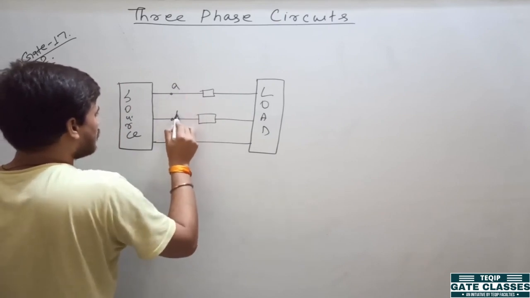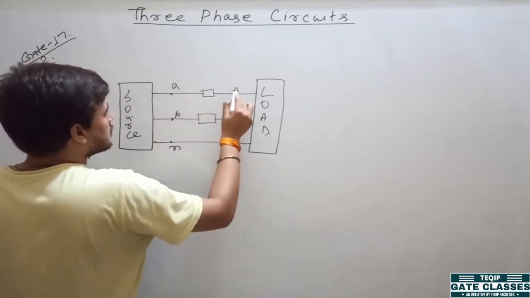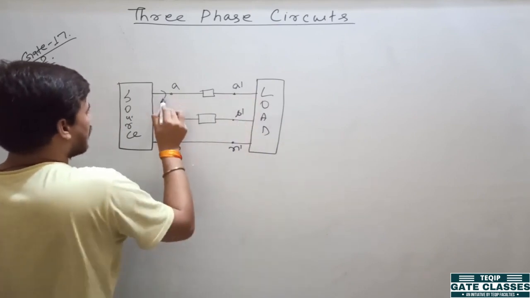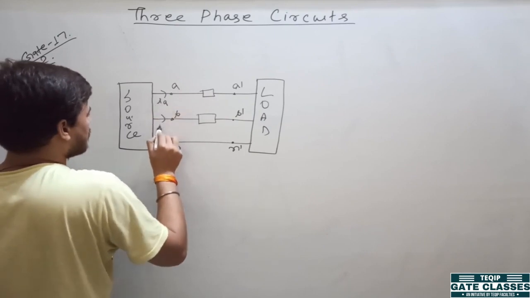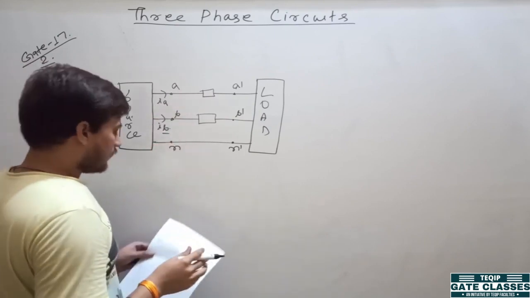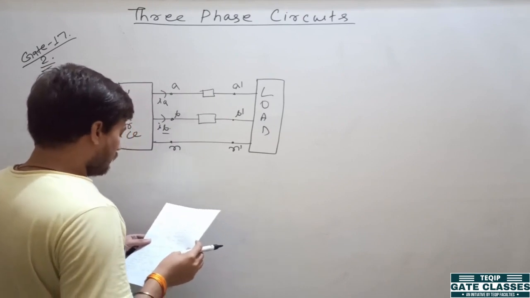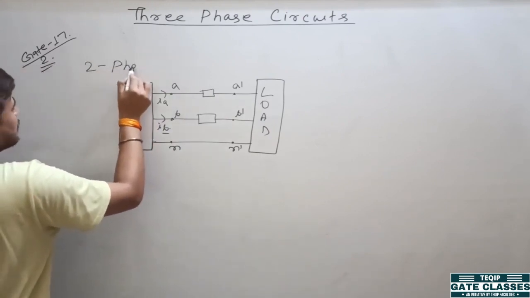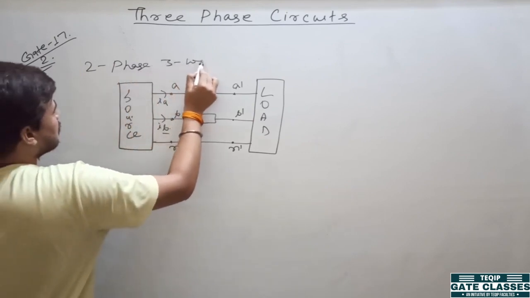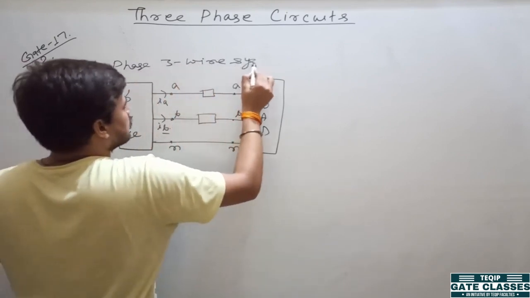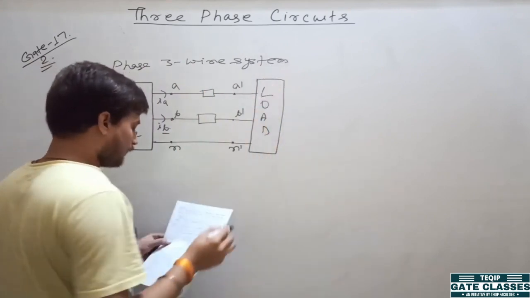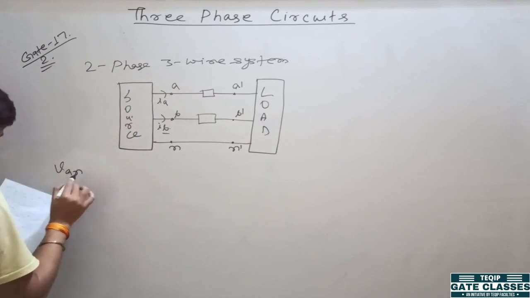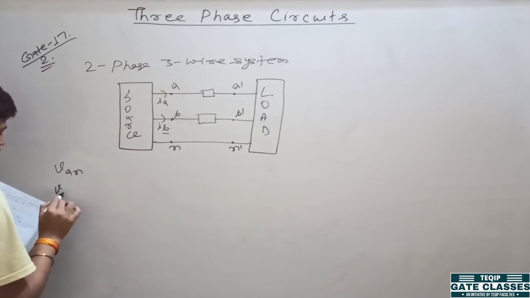A, B, N, A dash, B dash, N dash, IA, IB. They are saying that you are having a two-phase three-wire system. Now they have given VAN and VBN.